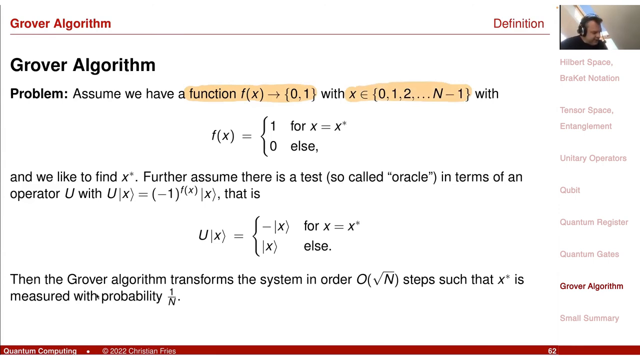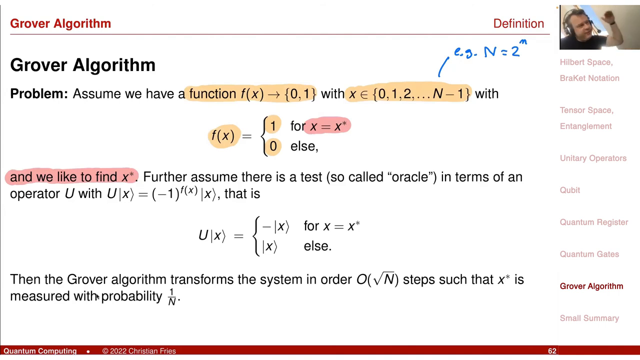For example, n minus 1 is one of my basis states in my tensor space. So for example, n could be 2 to the power of n if you have n qubits. All of these states are mapped to something, and the function maps them to 0 or 1, but all values are mapped to 0. Only one value is mapped to 1. So f of x is 1 if x is equal to some x star, and the task is to find x star.